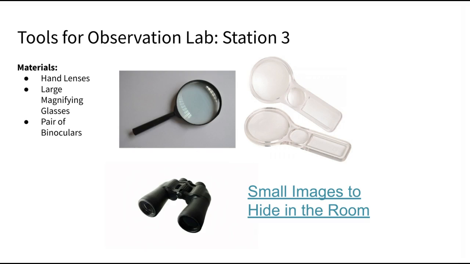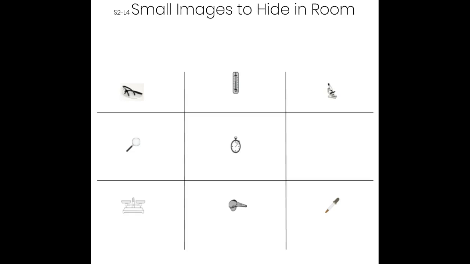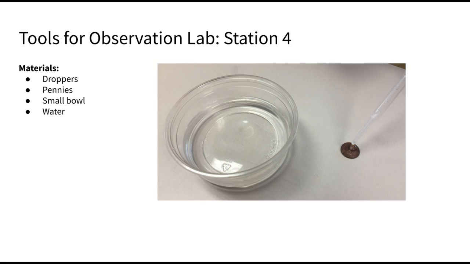At Station 3, students will use different tools that scientists use to help enhance their eyesight. They will have different hand lenses and binoculars to explore with. If you don't have windows in your room for students to test out the binoculars with, you can hide these small images found in the teacher pages around the room so they can see how binoculars work. At Station 4, students will use a dropper. A dropper is a tool we use to transfer liquids. Students will collect data on how many drops of water you can put on the surface of a penny.